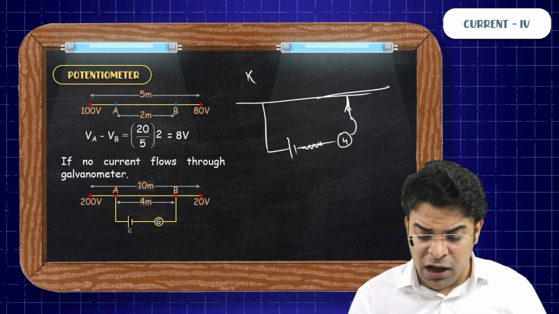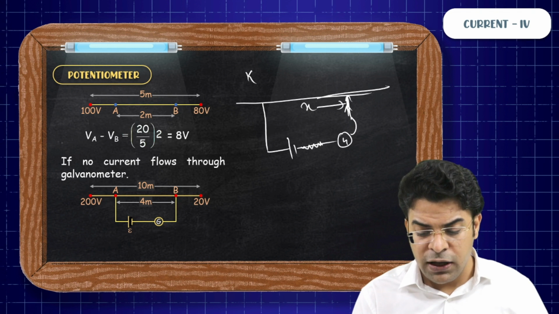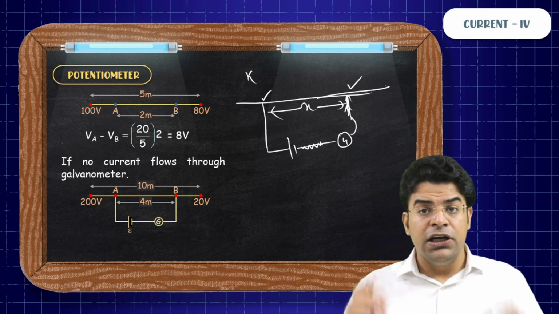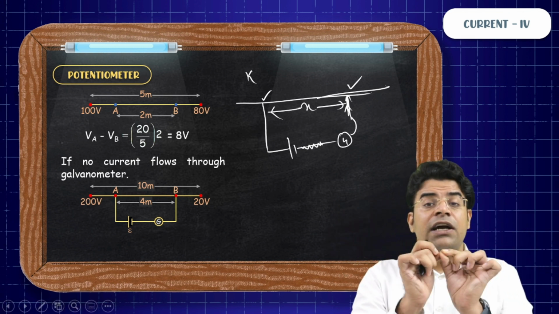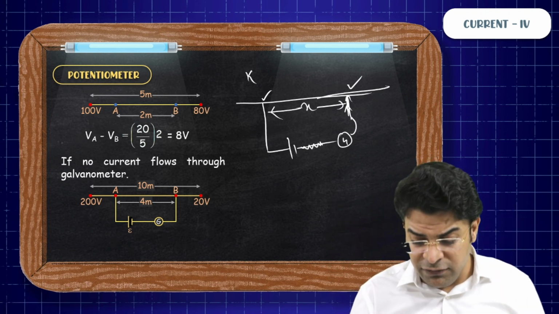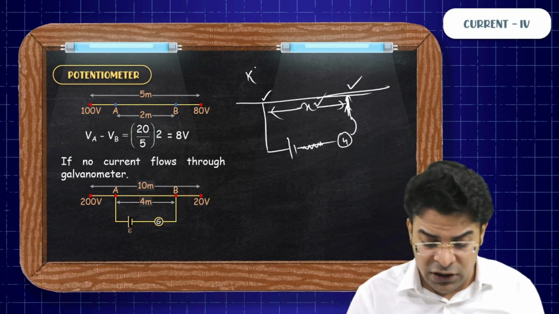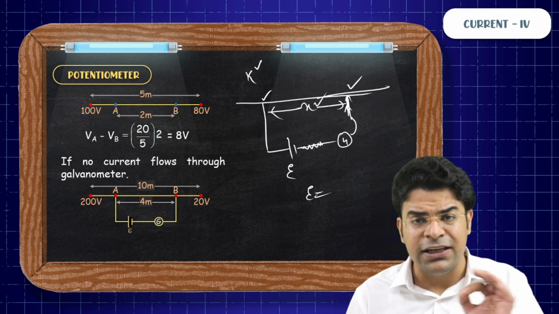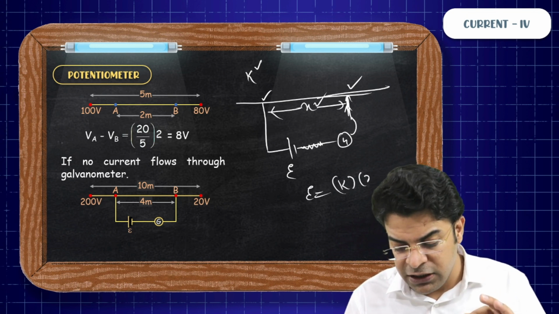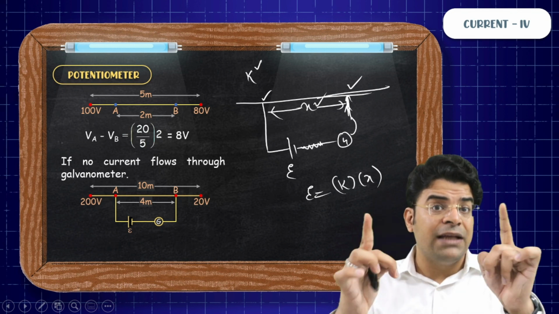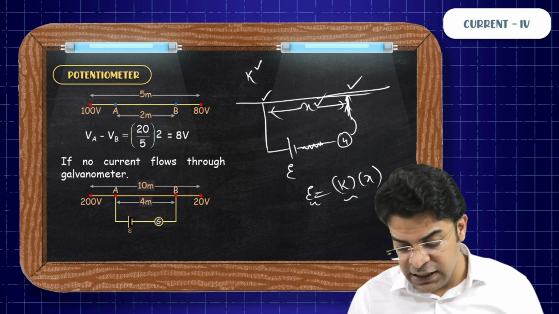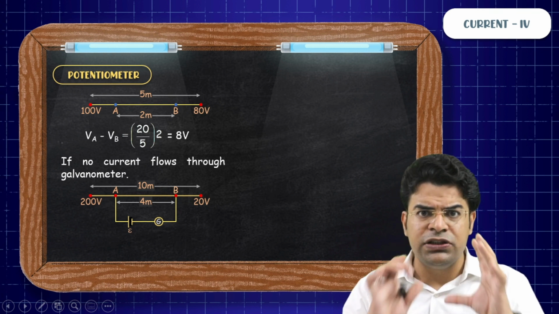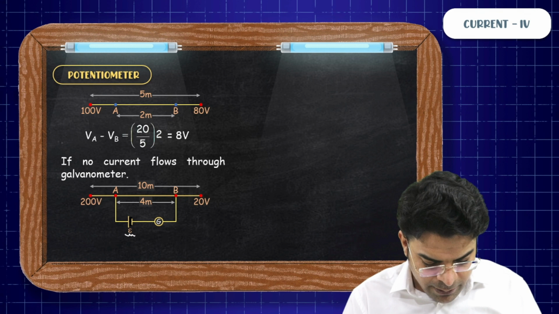If we find a particular length at which no current flows through the cell, we say that between these 2 points, the potential drop has to be the same as that of the EMF of the cell. So if this length is X and potential drop per unit length of the potentiometer wire is K, we say that the EMF of the cell has to be nothing but the potential drop per unit length multiplied by the length of the wire which balances this cell. So the EMF of the cell has to be Kx. Now here, your mission is to use this diagram and tell me what is the EMF of this cell.